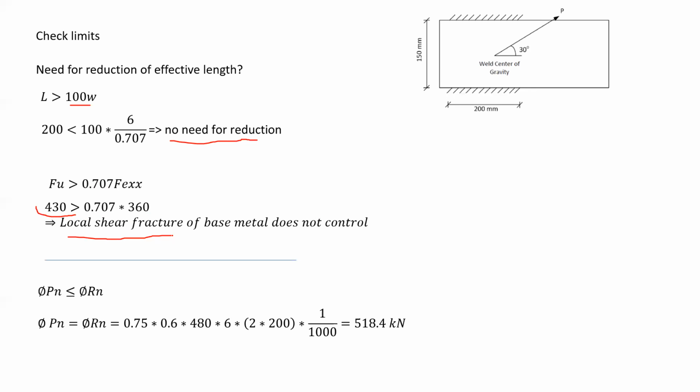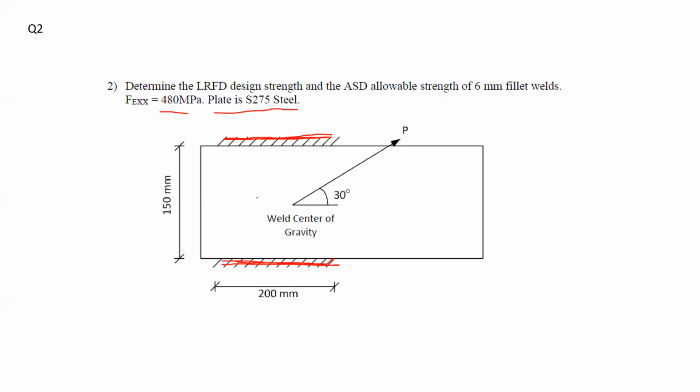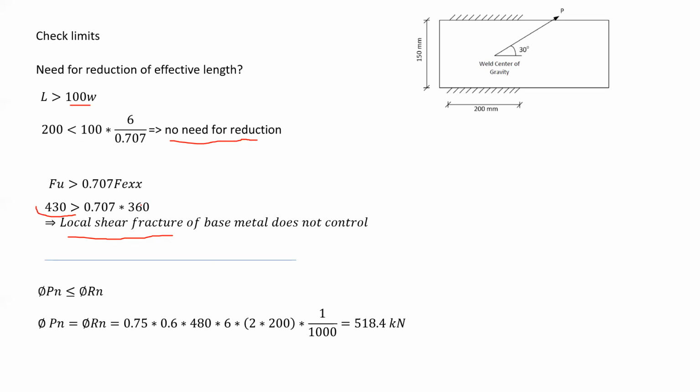Now, then I'm going to check the capacity of the welds compared to the factored load. I'm sorry, I have to check something. Actually, I have a mistake in here. If EXX is 480 megapascal, and we multiply it by 0.707, the value would be equal to 339 megapascal. And of course, the base metal is still bigger. Therefore, there is no issue. So this is not supposed to be 360, but 480.